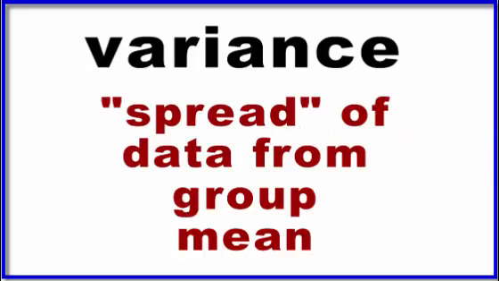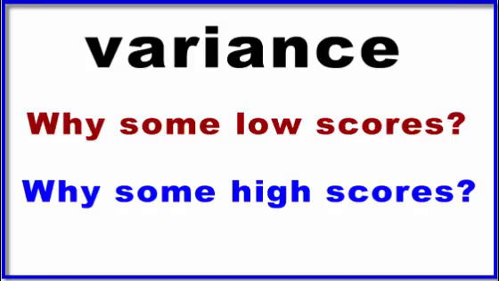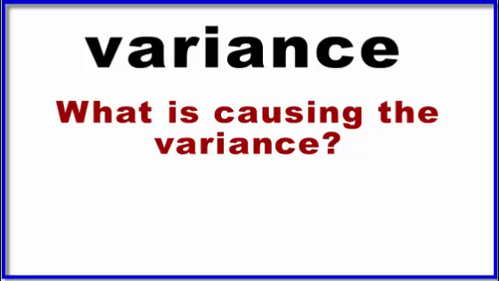So we're going to analyze that variance. Again, variance is the spread of the data away from the group mean. A big number means it's widespread data-wise. A small number means most of the data is close to the mean. And variance in general, think about variance. Why do scores vary? Why do some people get low scores? Why do some people get high scores? That is variance of a variable. What is causing the variance? And that's what we're going to use with the ANOVA.